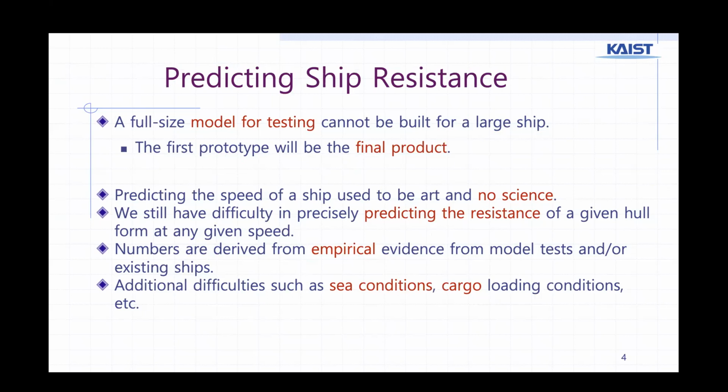Predicting ship resistance is a very difficult task. It's a field where art meets science, where traditional methods like empirical formulas blend with advanced techniques like model testing and computational fluid dynamics. However, real challenges like varying sea conditions and diverse cargo loads add layers of complexity to this task. We will study these methodologies, understanding their strengths, limitations, and applications.